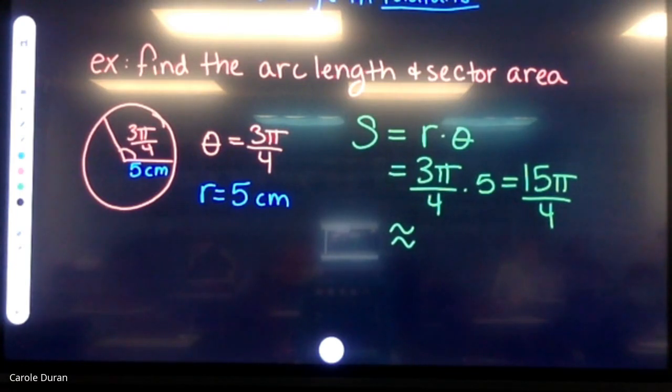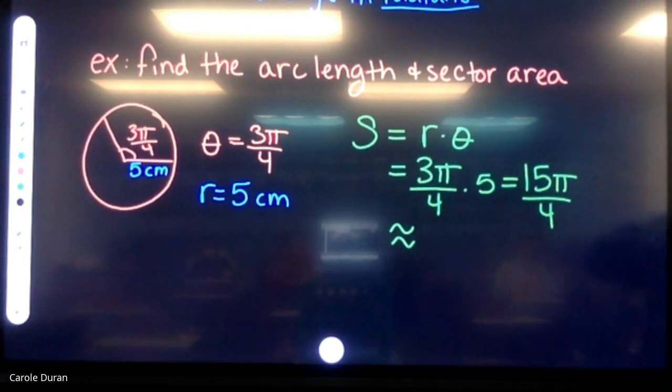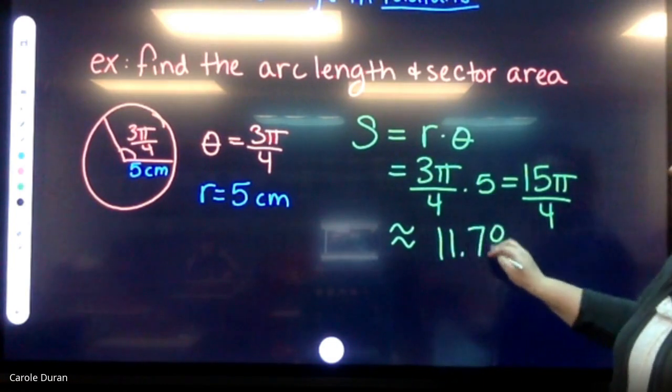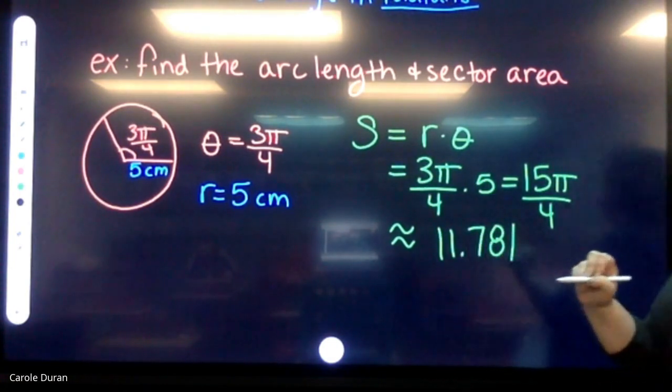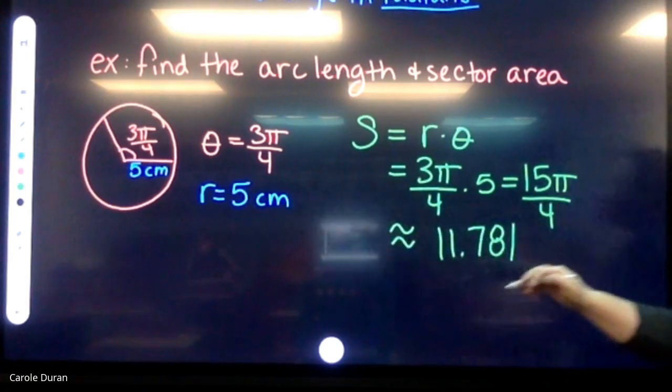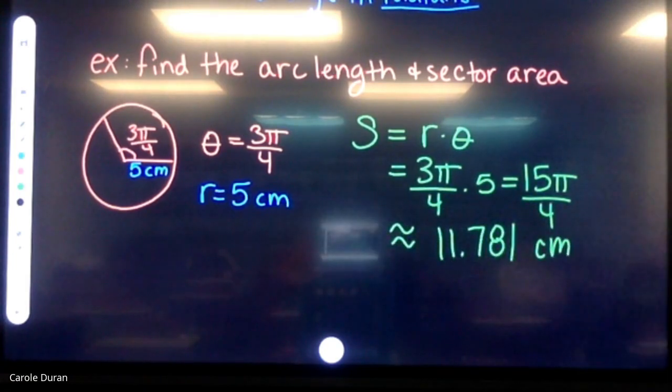So that fancy equal sign equals approximate. That's approximately, yes. If you said equals, that's fine too. Okay, Jonah, what decimal did we get? 11.781. What's my label here? It's a length, so it is centimeters, because that's what my radius was given to me in. So 11.781 centimeters. Questions, concerns, or issues with that? How easy was that? We just plugged it in, right?